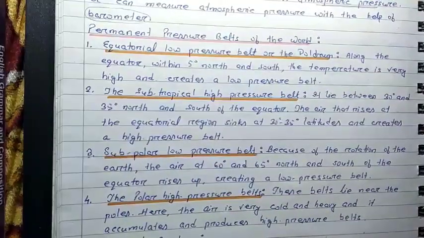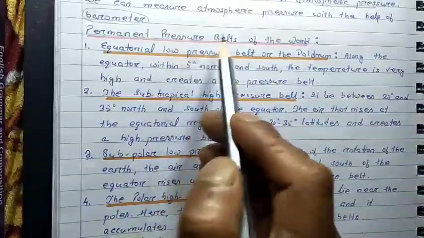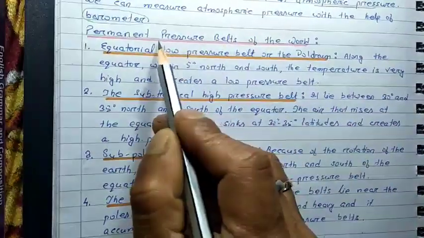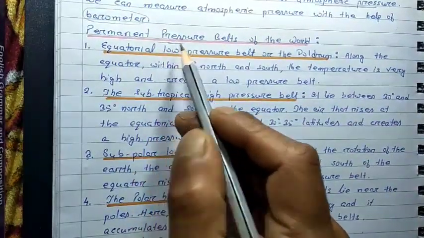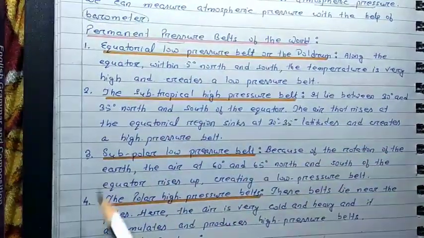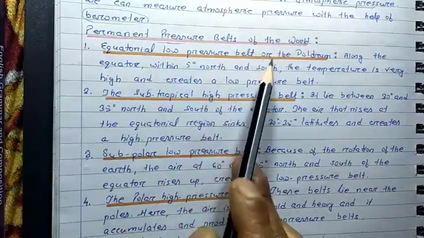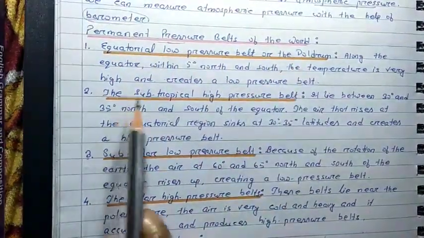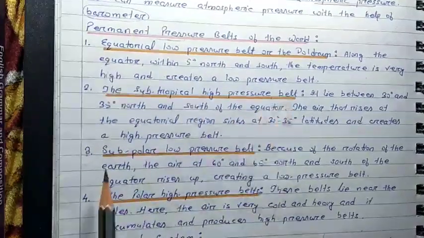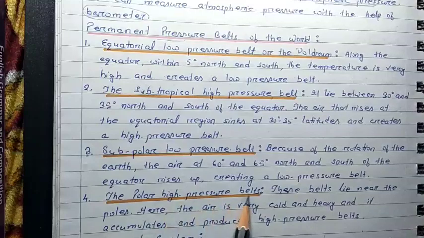Now we are going to discuss the different permanent pressure belts of the world. Pressure belt means air pressure belt. We can say the whole earth's surface can be divided into 4 permanent pressure belts. Number 1 is the equatorial low pressure belt or the doldrums. Second is the subtropical high pressure belt. Third is the subpolar low pressure belt, and the last is the polar high pressure belt.